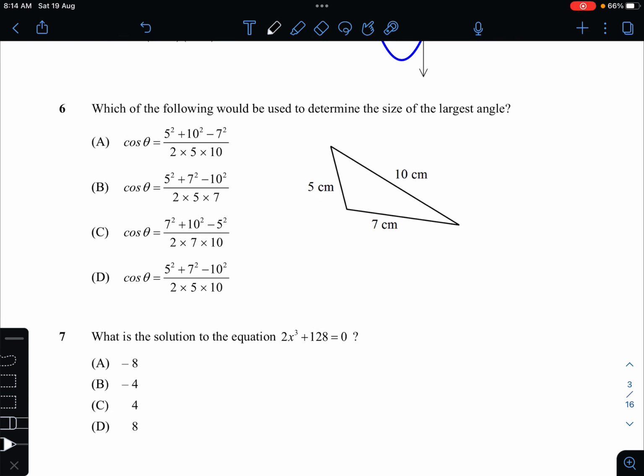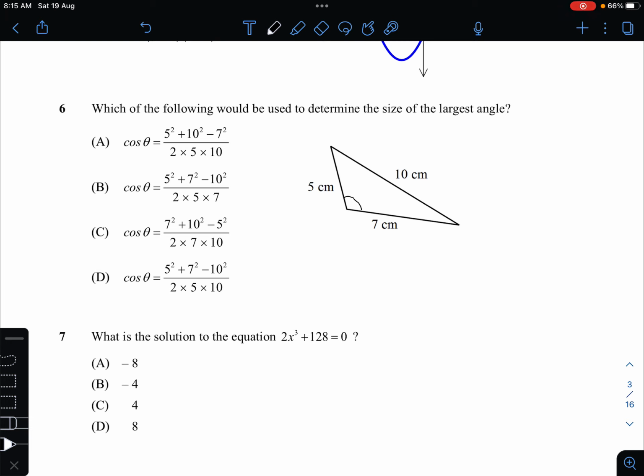Now, which of the following would be used to determine the size of the largest angle? For a triangle, the largest angle will always be opposite the largest side. If you think about it, you've got 3 lines, right? And if you have a longer side, these endpoints are going to be stretched farther apart, and therefore this angle here is going to be bigger, right? So for any triangle, that rule works. Therefore for this one, if it's opposite the largest side, it will be this angle right here. And that means we can use cosine rule for the angle.